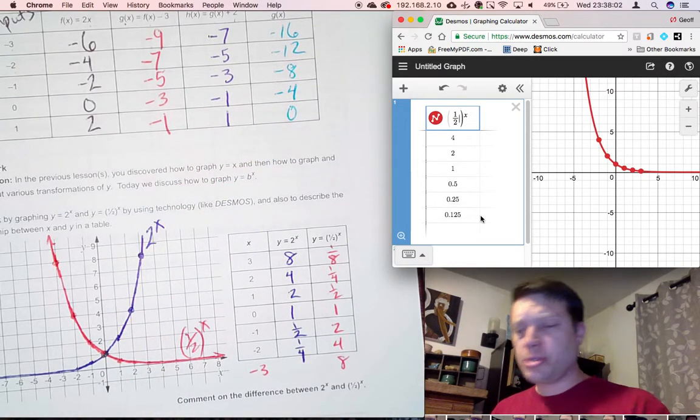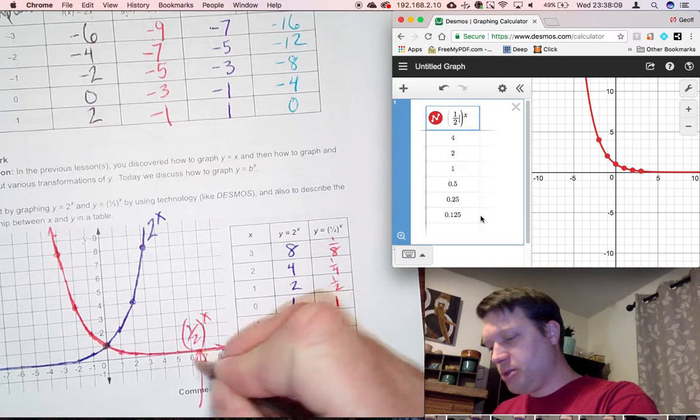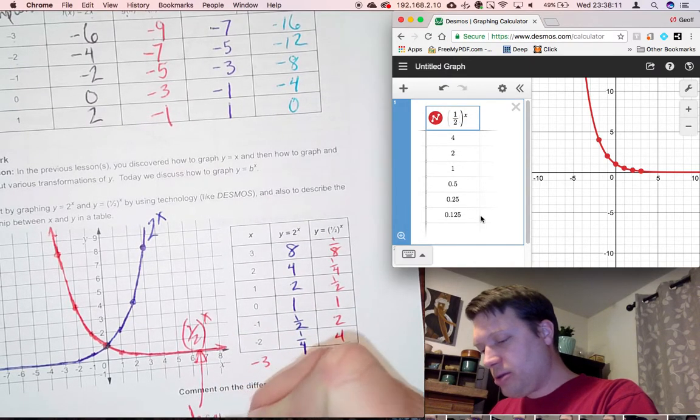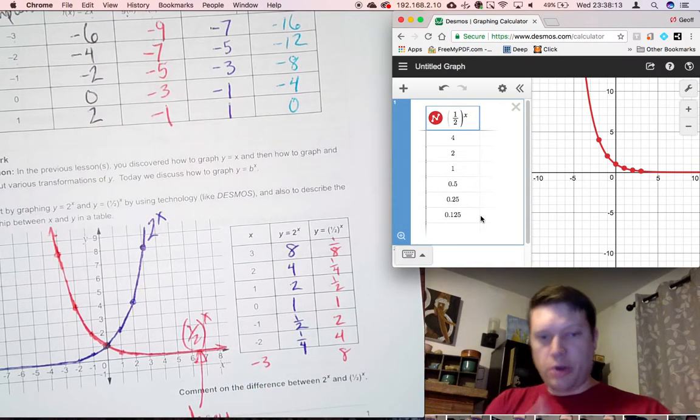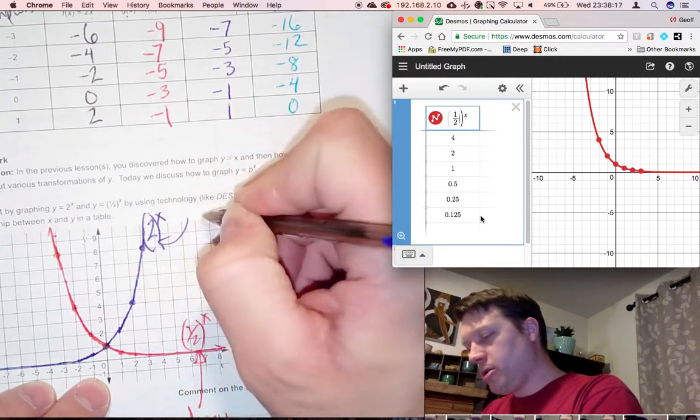Both are exponentials. One shows exponential growth. The other shows exponential decay. Just to kind of lead you into it, decay, because we are decreasing as time marches on, and growth.